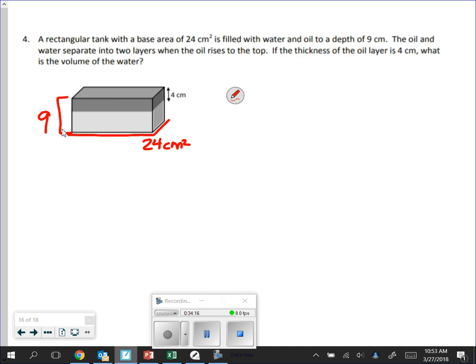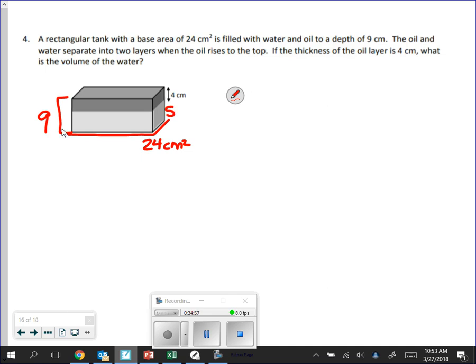It's filled with water and oil. Then they separate. The oil is 4. We don't know what the water is. So the entire thing is 9, the oil is 4. What is the water? 5, because 9 minus 4 is 5.